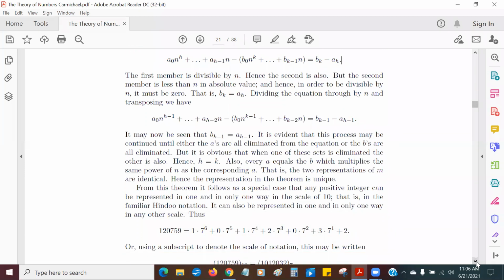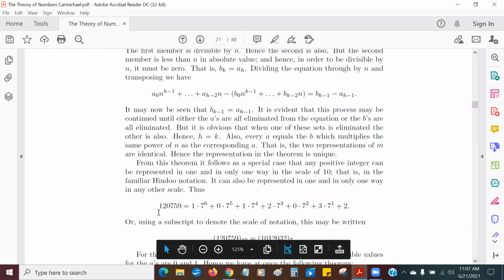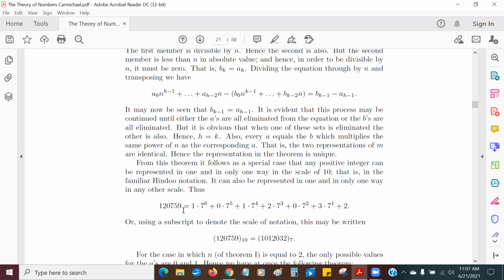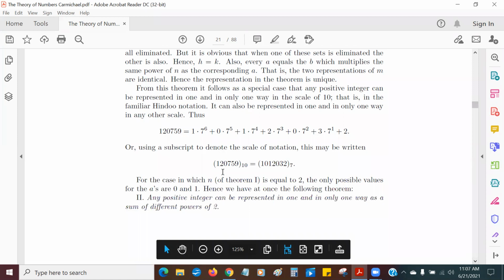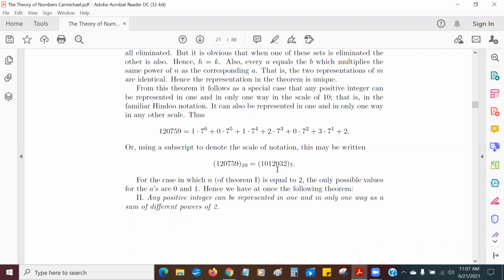Now here's an example. If I have the number, this is in base 10, 120,759. That's equal to 1 times 7 to the 6th power, plus 1 times 7 to the 4th, plus 2 times 7 to the 3rd, plus 3 times 7, plus 2. Notice that all the coefficients are less than 7. Another way of writing that is that 120,759 base 10 is equal to 1,101,2032 base 7. And this is really what we call bases, writing numbers in different bases.